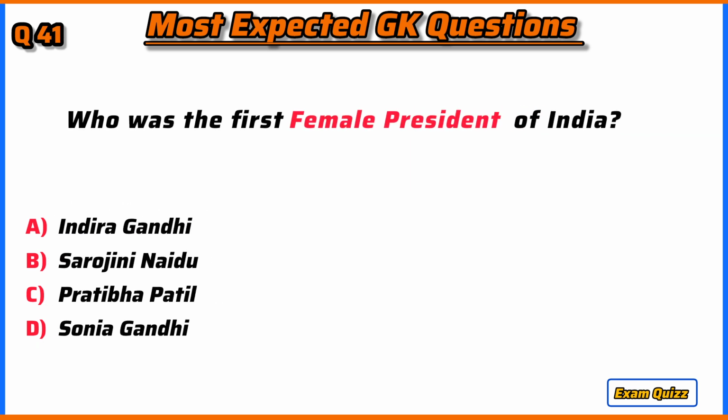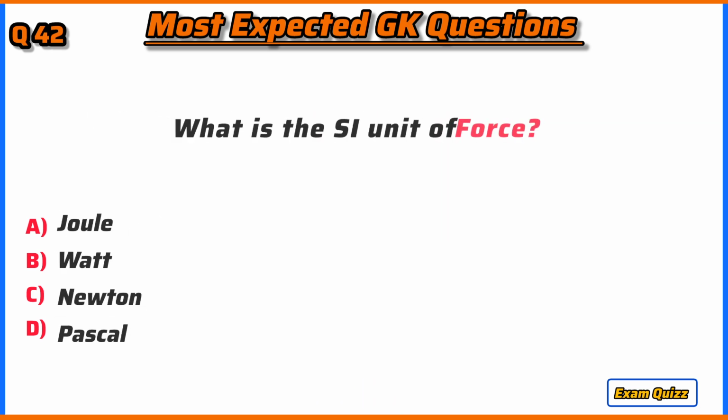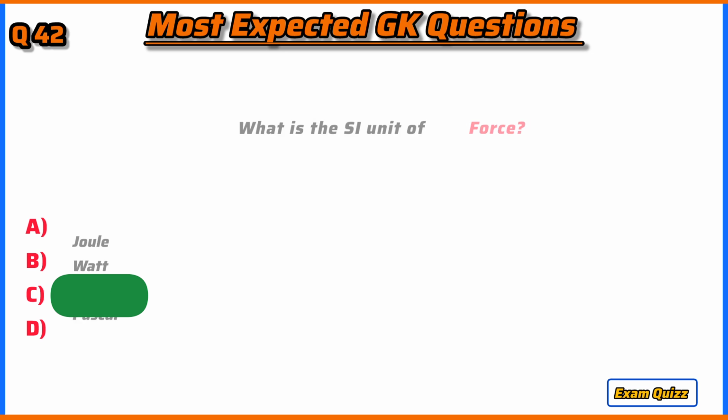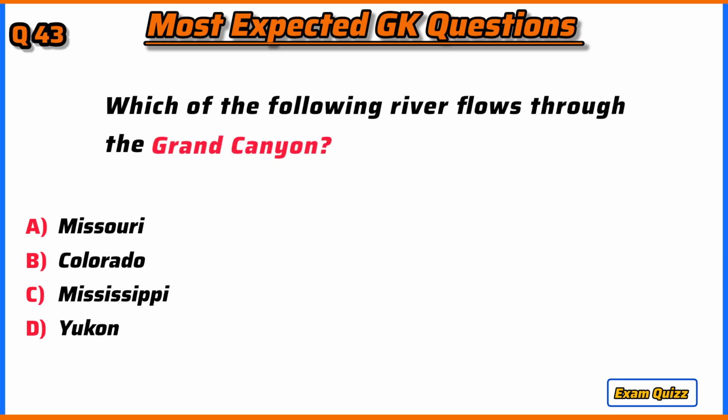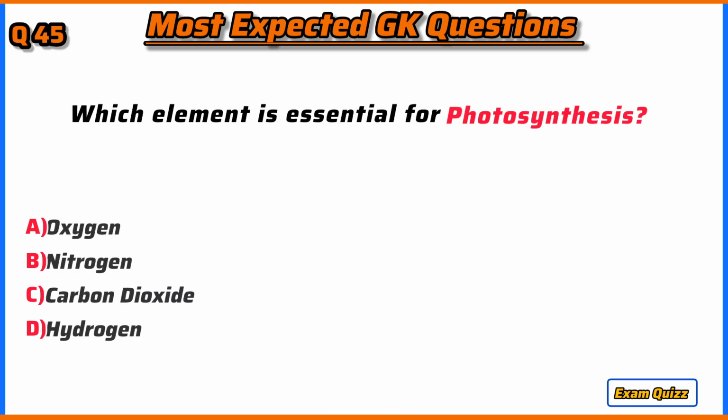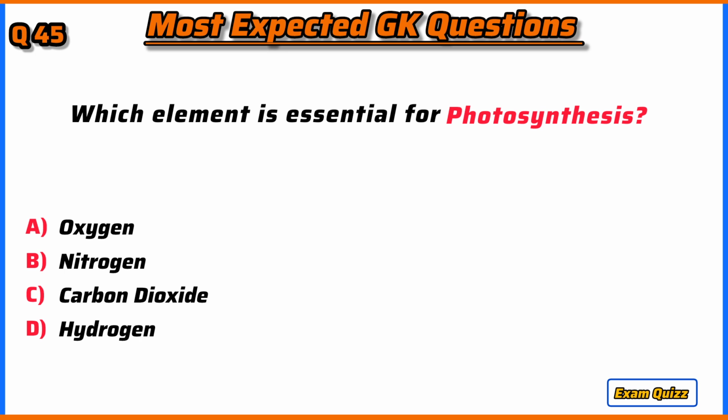Who was the first female president of India? What is the SI unit of force? Which of the following river flows through the Grand Canyon? Dronacharya Award is given for which element is essential for photosynthesis?